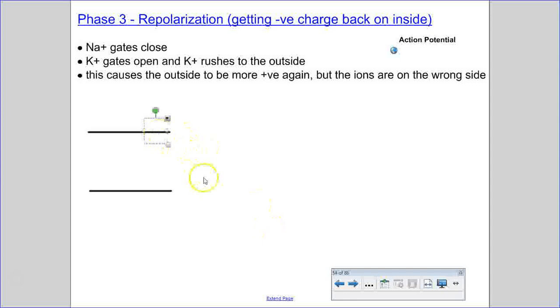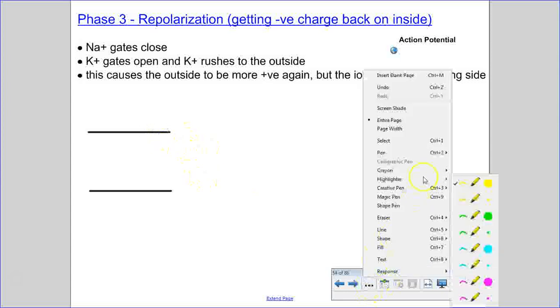Now we're going to do the same kind of thing, but for the next stage. What happens next?